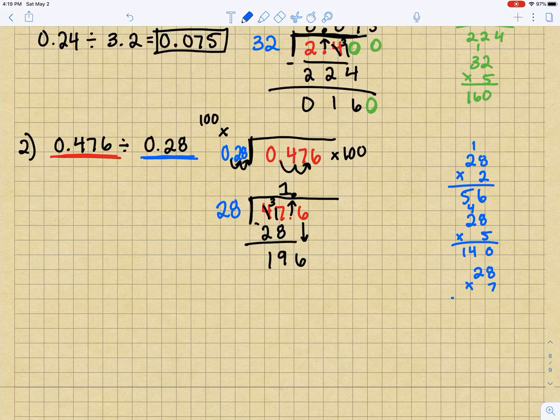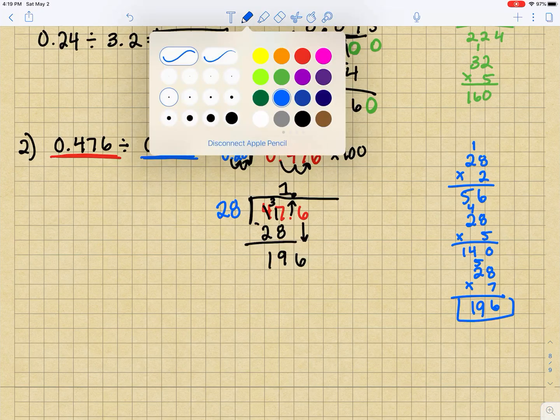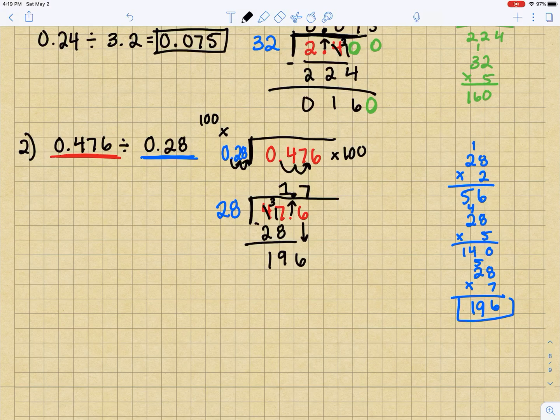28 times 7. 7 times 8 is 56. Carry the 5. 7 times 2 is 14 plus 5. 14 plus 5 is 19. Hey, there we go. That's what I needed. So 28 goes into 196 7 times. I'm going to write 7 above here. 7 times 28 is 196, and we are left with 0. There's nothing else left. So my final answer, 476 thousandths divided by 28 hundredths is equal to 1 7/10. That is my answer.